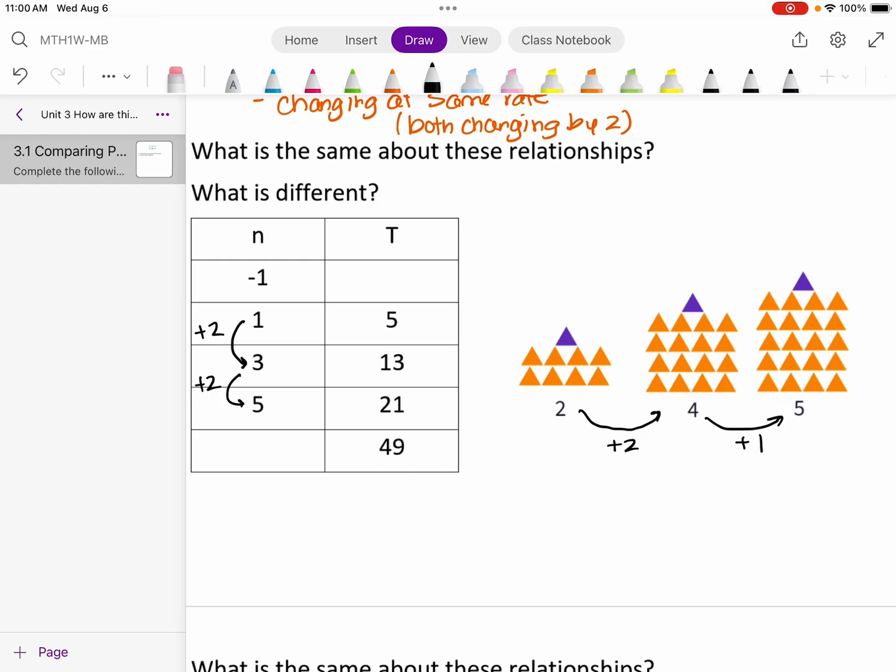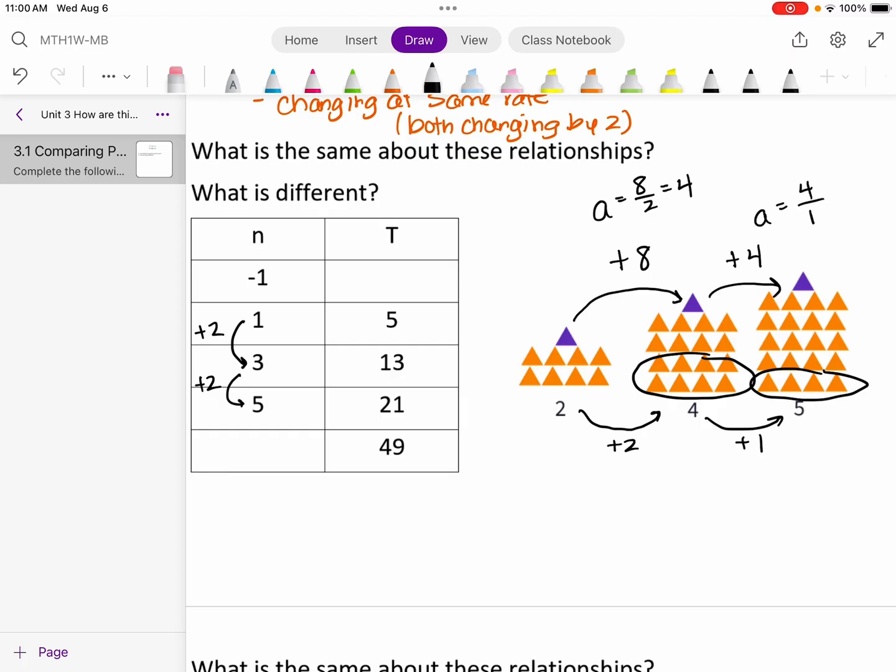Sometimes some people might say that this isn't linear because they're seeing unconstant growth, but notice that I'm skipping pattern or position numbers. If I look here, from position 2 to position 4, I've gained 8 tiles, so I'm going to write plus 8. And from position 4 to position 5, I've grown 4 tiles. So to find my A value, I can take 8 and divide it by 2, which gives me 4, or for the second one, I could take 4 over 1, and that also gives me 4. So my rate of change in this case is y equals 4x. But now I need to figure out what my constant is.